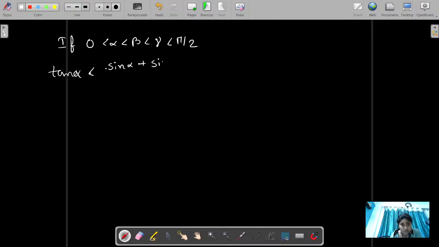Okay, one more thing. For this question, I'm just going to give you a hint. If 0 is less than alpha, less than beta, less than gamma, less than pi by 2. I will help you a little bit, but the rest you have to solve. Because when you solve it, you will understand better. Your grip on the question will develop.